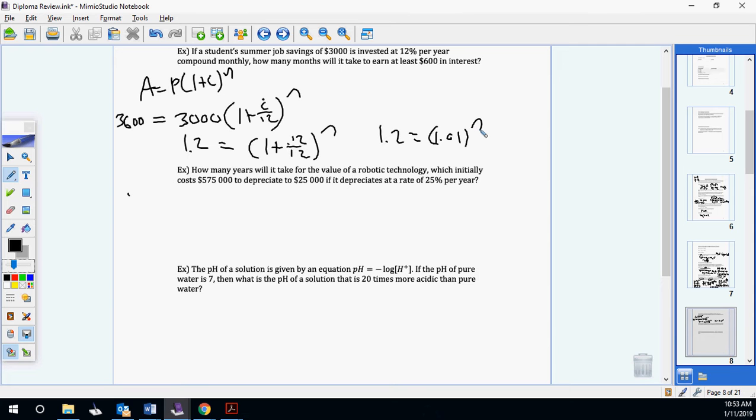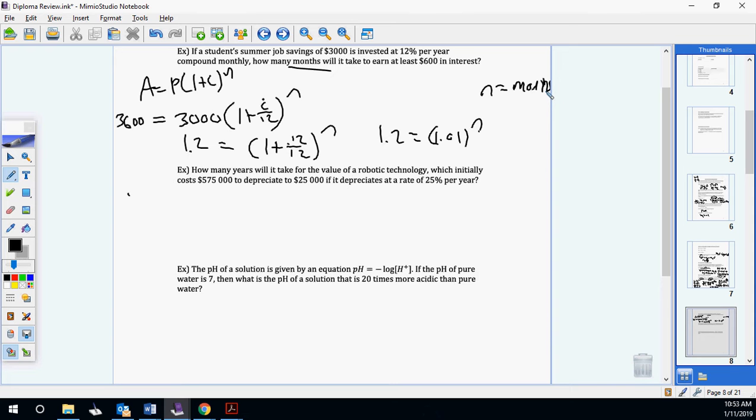So let me say that one more time. If you read the question, student summer job saving is 12% per year, but it's compounded monthly. How many months? So the n is months. So we don't have to divide this by 12. If n was years, we'd have to divide it by 12. Okay? Does that make sense?